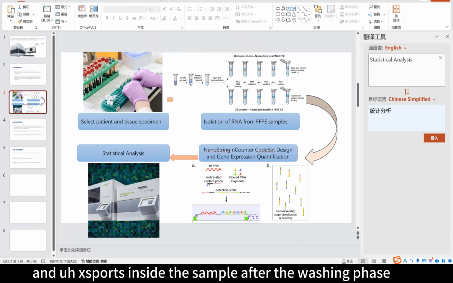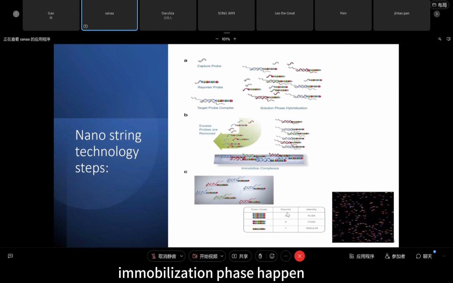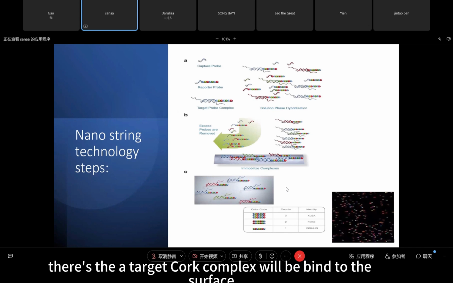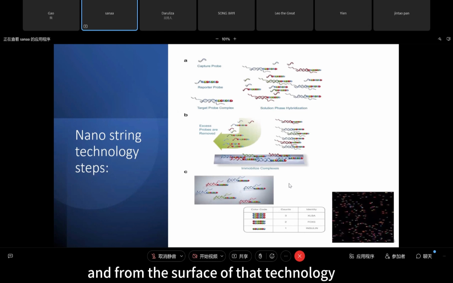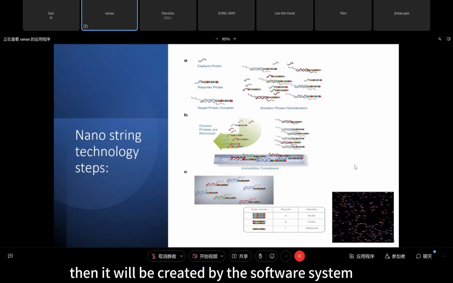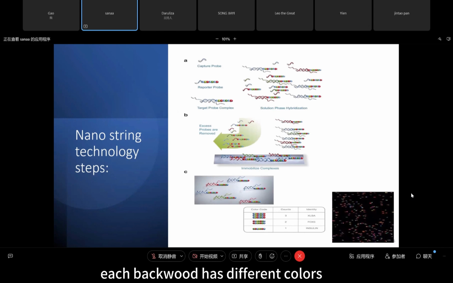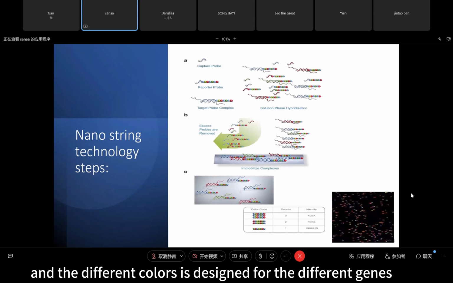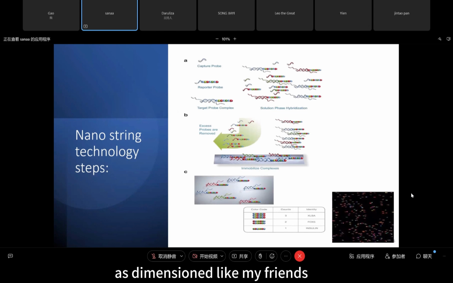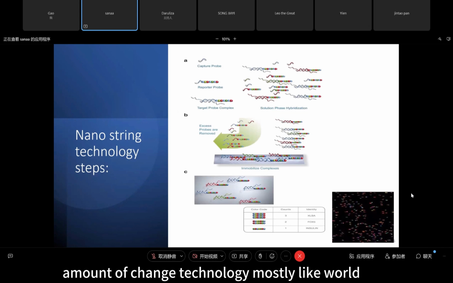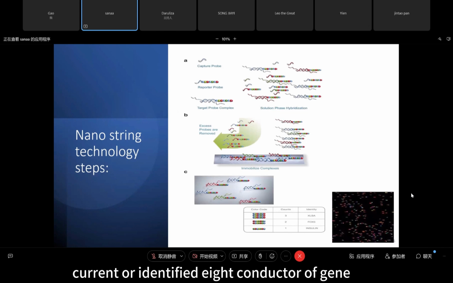After the washing phase, there is an immobilization phase. Immobilization happens with the help of the biotin in the capture probe. After immobilization, the target probe complex is bound to the surface, and from the surface of that technology, the image is created by the software system. The software reads the barcode. Each barcode has a different color, and the different colors are designed for different genes. Nanostring technology can count or identify around 800 gene expression microRNAs in the sample.